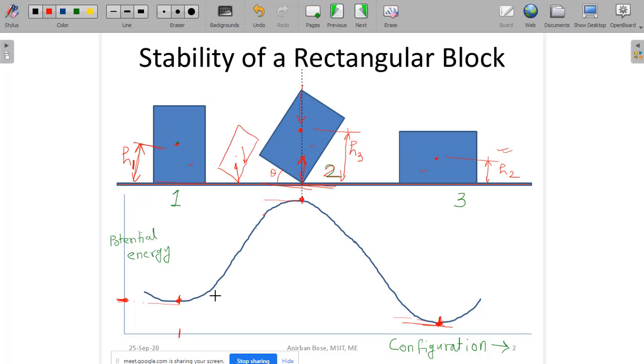So in this way, basically at each and every orientation or configuration, this mgh is plotted, where h is the position of this CG at that orientation from the datum. So we have seen this particular diagram.